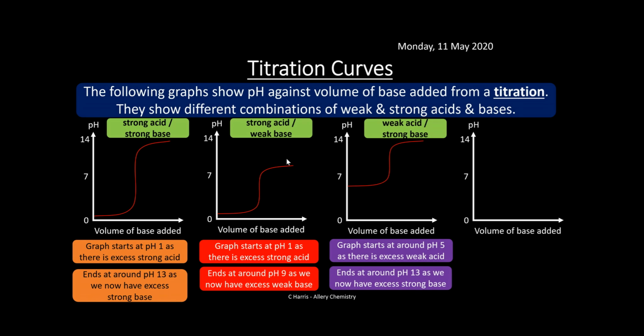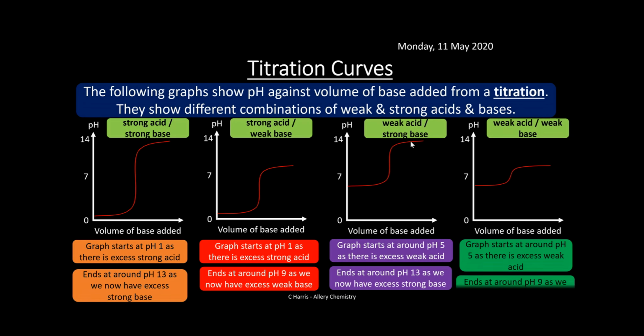So weak acid, strong base. Because it's a weak acid, the curve starts a little bit higher up, somewhere around about pH 5 or 6, but with a strong base, the end pH, should we say, after you've added all, will be somewhere in the region of 13 to 14, so it's going to be quite high.